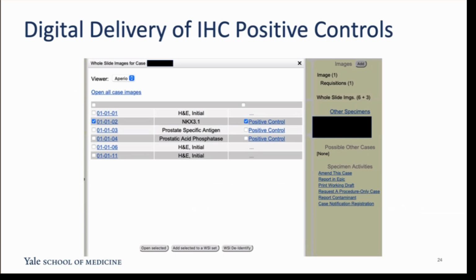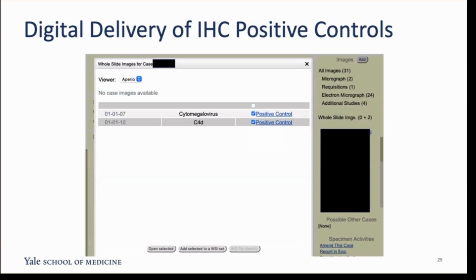Now we move to a workflow where we scan all our positive controls up front. What that means is that even if the IHC slide is not scanned, the positive control will show up within pathology portal. So for example, here is a renal transplant biopsy where by protocol, we do a C4D up front. And let's say I'm reviewing that, and you can see that it's not been scanned because the link is grayed out, but the positive controls show up within pathology portal.